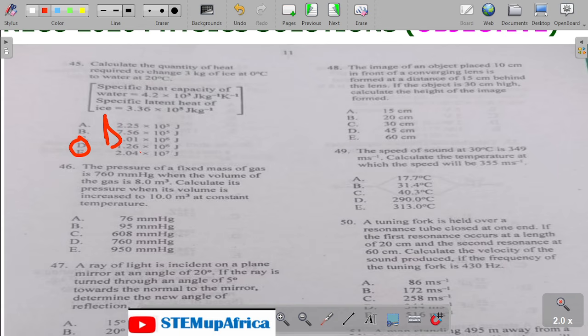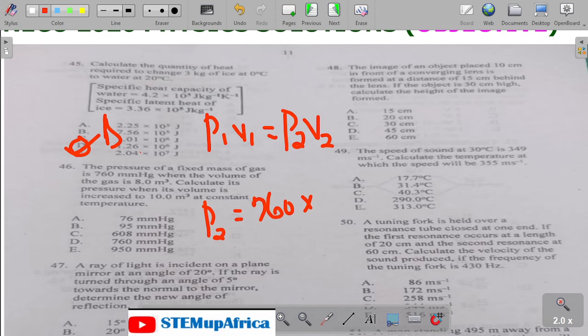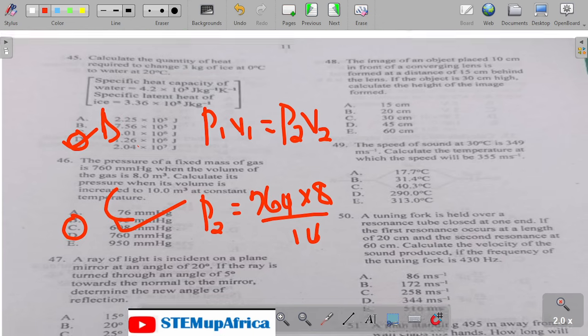Let's check question 46. The pressure of a mass of gas is this when the volume is this. Calculate the pressure when the volume is this. We have Boyle's law, P1V1 equals P2V2. So my P2 will be 760 times 8 divided by 10. 0 cancels 0. So what is 76 times 8? My calculator gives me 608. So 46 is C.